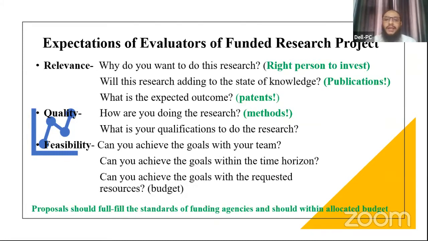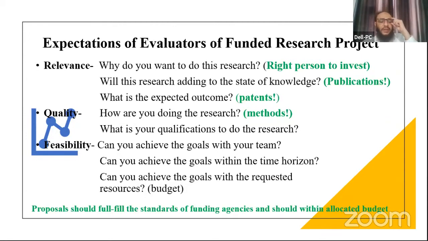First, what are the expectations of an evaluator? What are the expectations of the evaluators of the funding agencies, and what do they expect from my proposals? Broadly, we can classify these expectations in 3 categories. The first one is relevance. What is the relevance of our research proposal? Then, at what quality have I written the proposal, and what is the feasibility of this proposal?